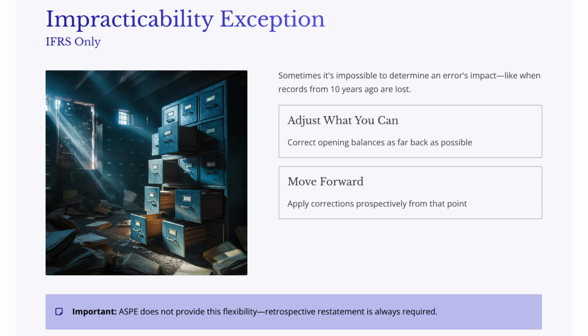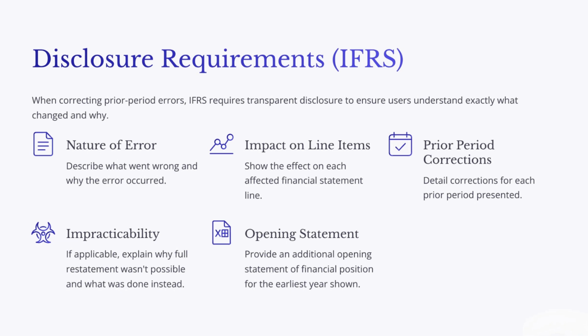So now we understand how errors are corrected. But what do companies need to disclose when this happens? When correcting prior period errors, IFRS requires transparent disclosure including the nature of the error, the impact on each affected line item, corrections for each prior period presented, if impracticable, why and what was done instead. An additional opening statement of financial position for the earliest year shown. This ensures users understand exactly what changed and why.